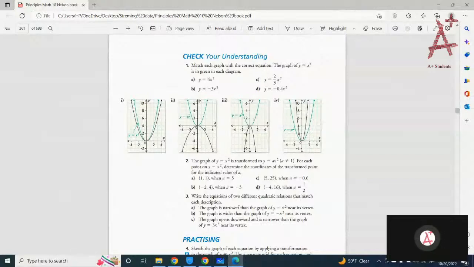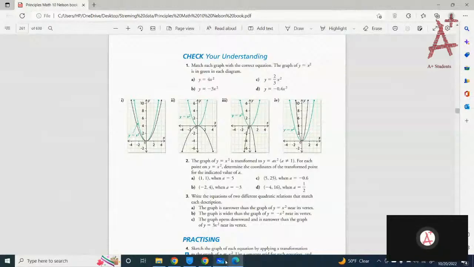The graph is narrower than the graph of y equals x squared near its vertex. So you have to write two equations that match each description. The first one is that the graph is narrower than the graph of y equals x squared. Here, for y equals 4x squared, the graph is narrower than the graph of x squared. So when a is a larger positive value, the graph is narrower near its vertex. Got it? So you can write any of the examples.